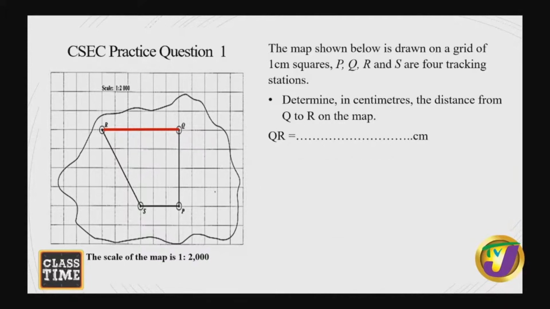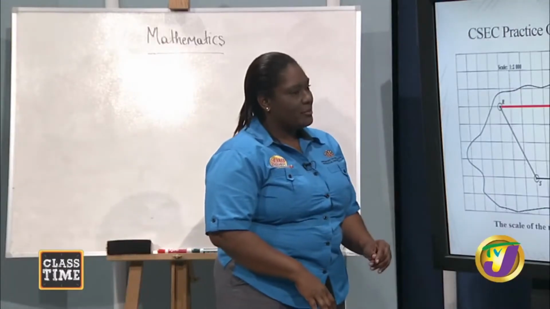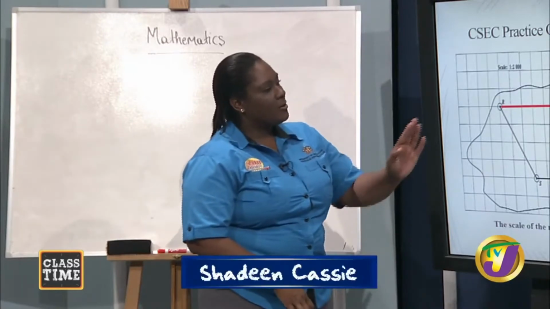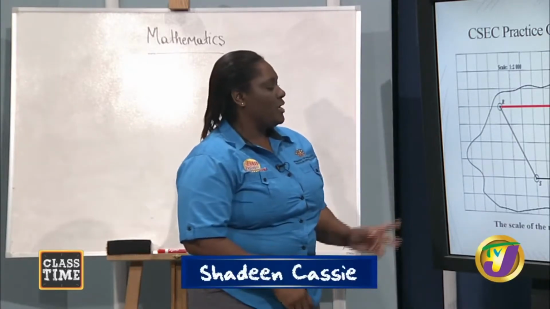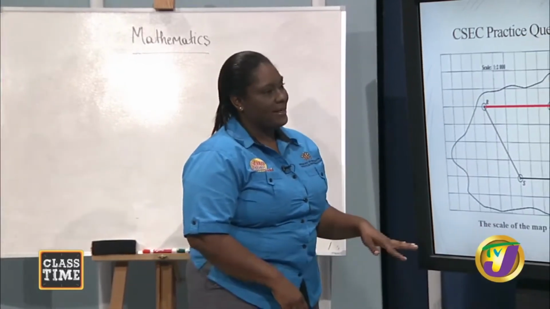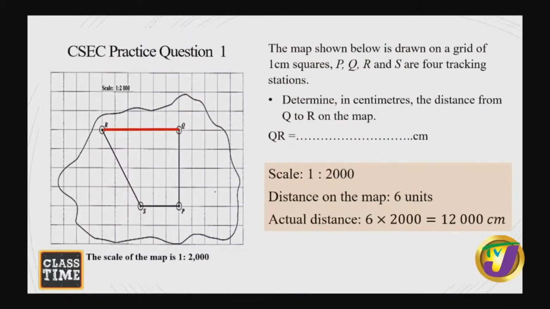Okay, now, so let's go ahead. The scale is on the board, but based on what the question is asking, we really don't need to use the scale, not just now, because it is a direct question. It says that we are to determine in centimeters the distance from Q to R, and it's highlighted with red. So we just go ahead and count. We count. Simple. So you get your mark.